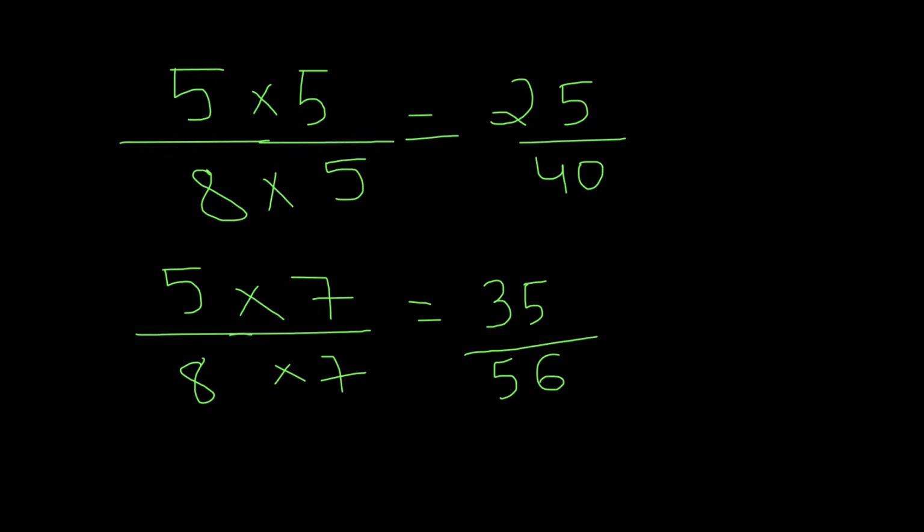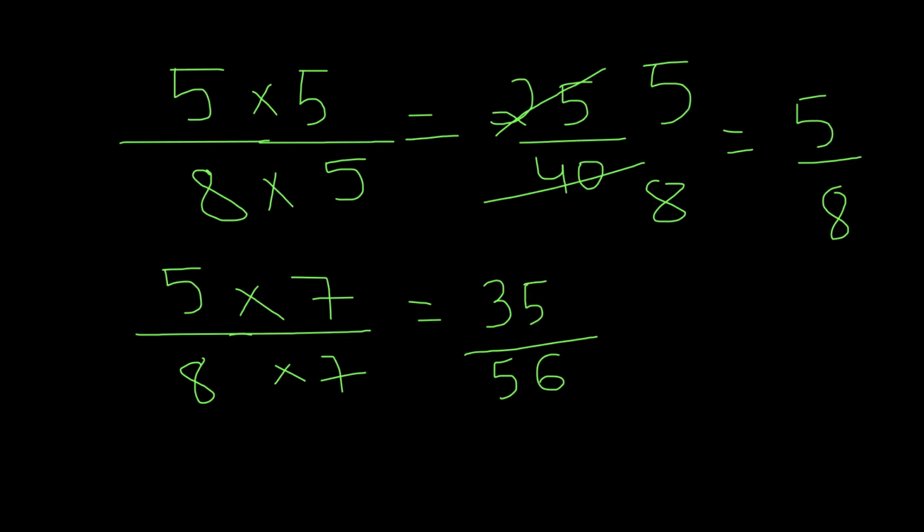And the values of 25 upon 40 and 35 upon 56 are no different, they are the same. How? If you simplify this, 5 fives are 25 and 5 eights are 40, again this will be 5 upon 8. If you divide by 7, 5 sevens are 35, 7 eights are 56, again you will get 5 upon 8.